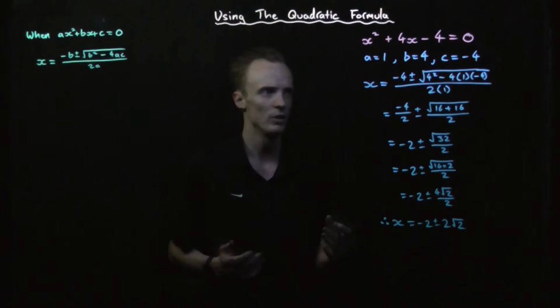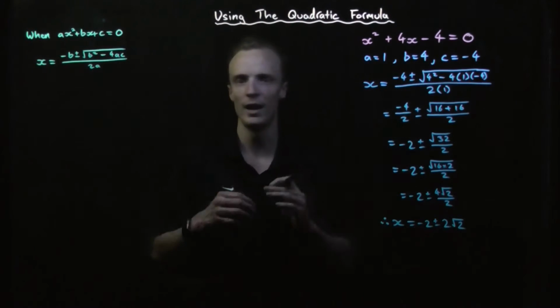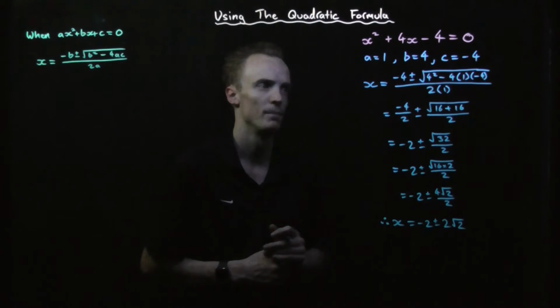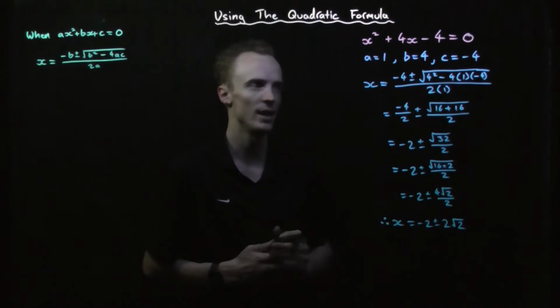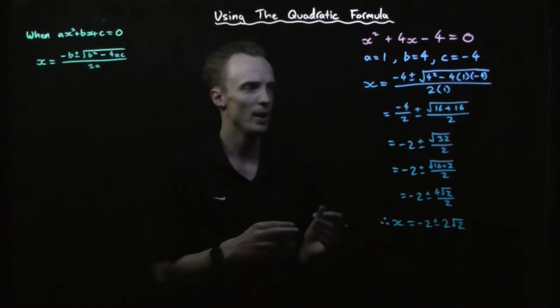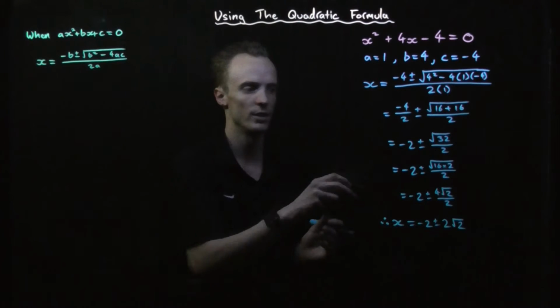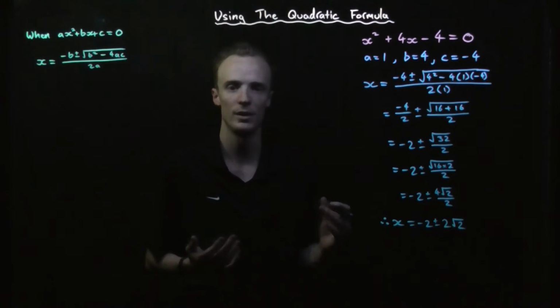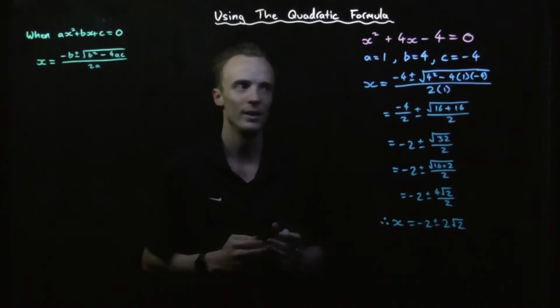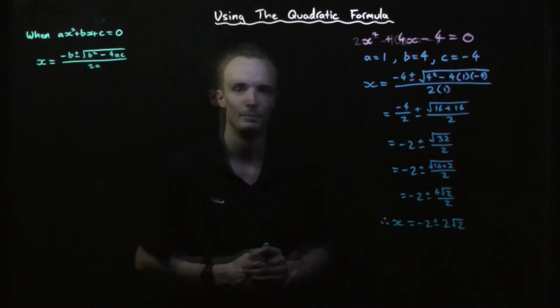So what we need to do here was make sure that we've got it equal to 0 in this format. Once we do that, we substitute our values for a, b and c into the formula. From there we then simplify it until we've got it to the surd, and then we look to simplify the surd till we get to our most simplest form. But let's take a look at another example.